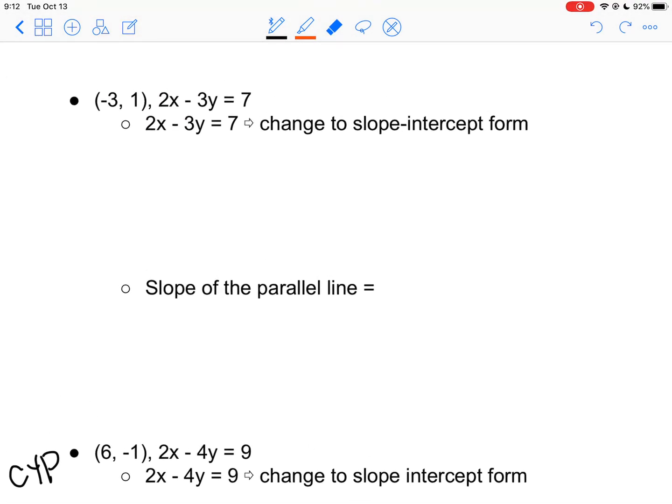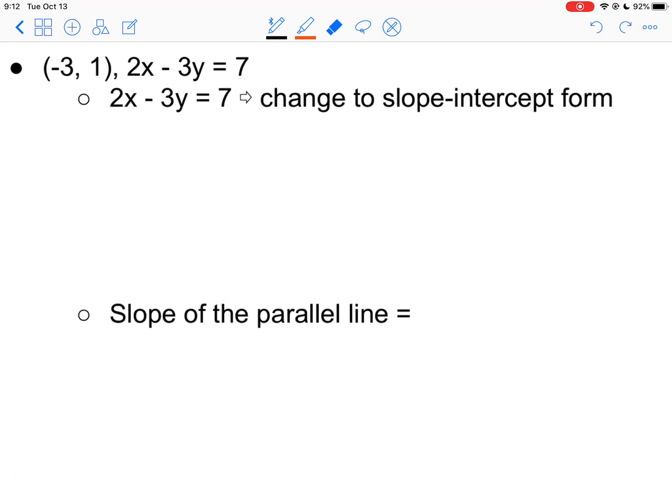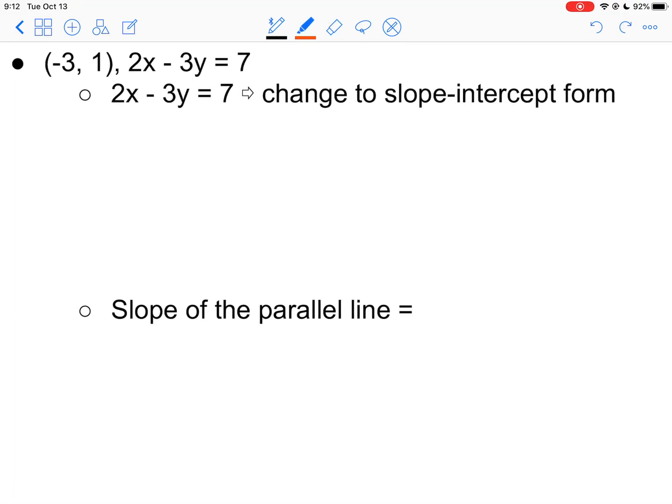So not all lines are given to us in slope-intercept form in the beginning. I can tell that this line is not written in slope-intercept form because the y is not by itself. So before I can figure out what the slope of that original line is, I'm going to have to change that into slope-intercept form. And the way that I do that is by isolating that variable y. So I need to move everything away from it.